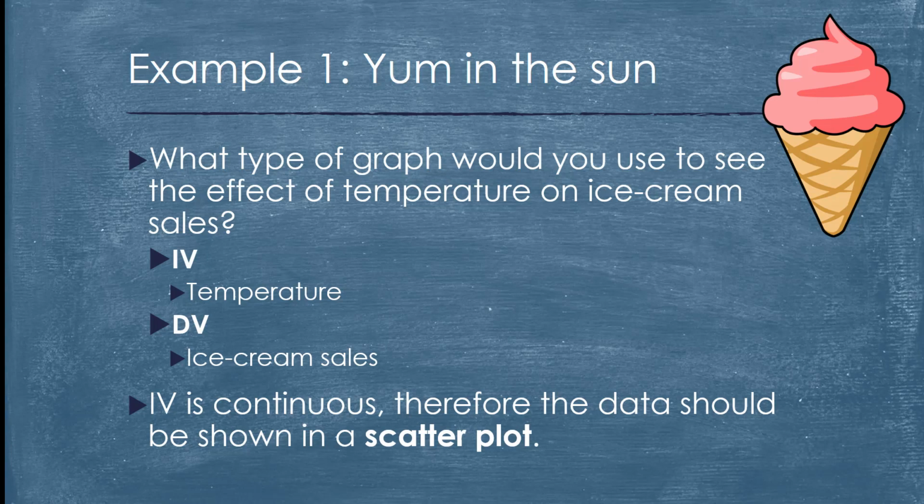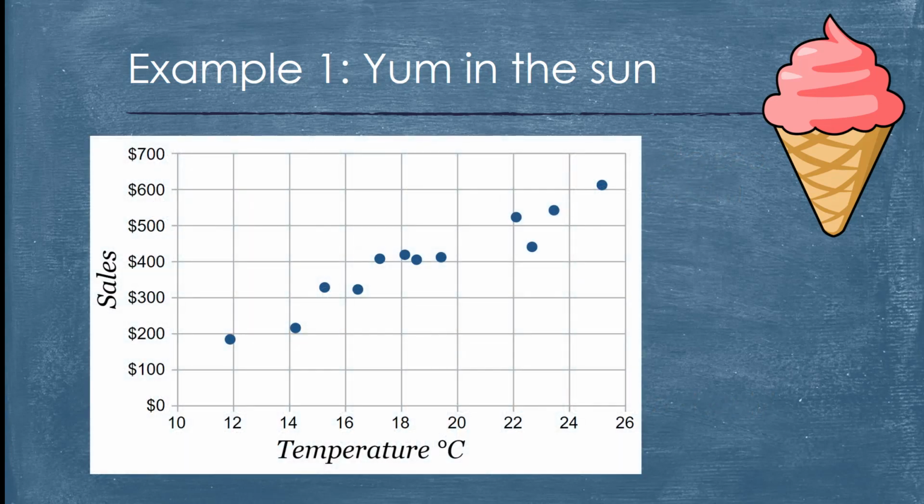So here's an example of some fake data that I found. Temperature, of course, has to go on the X because that's independent, and ice cream sales has to go on the Y because it is the dependent variable. So I get my data and it looks like this. Beautiful. Now what? Is that good enough? Well, I mean, kind of.